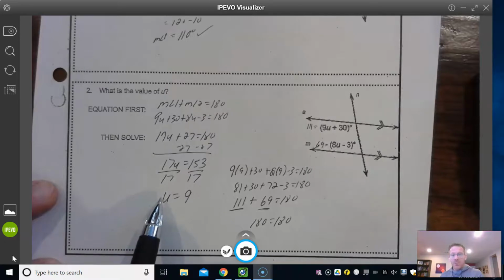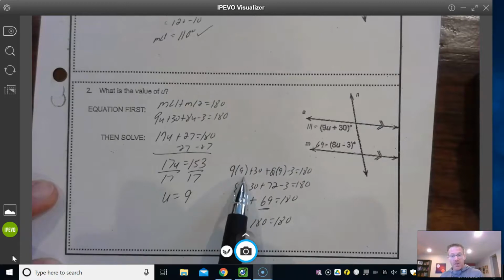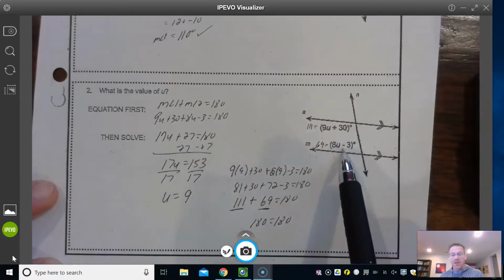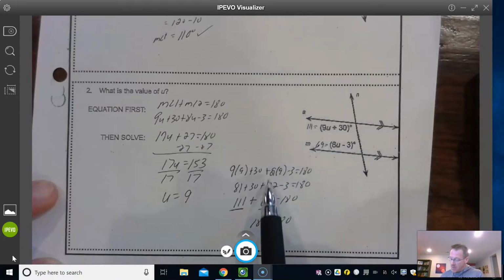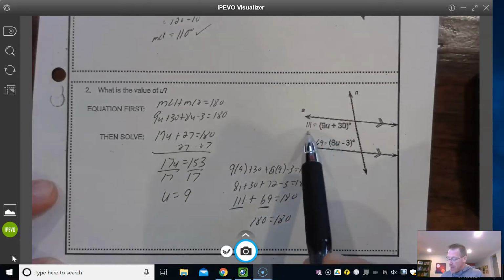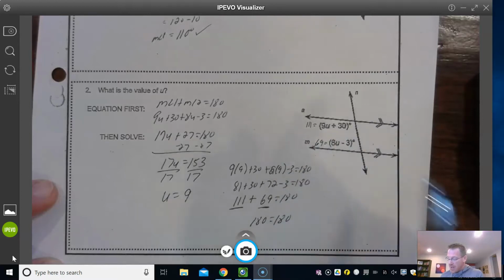Then we go back and plug u in to make sure that it makes our equation true. It also gives us two angles that are positive and between 0 and 180 degrees. As I go through here, I do get 180 equals 180. You can see that this angle is 111 and this angle is 69. They're both positive and both between 0 and 180, so our work is done.